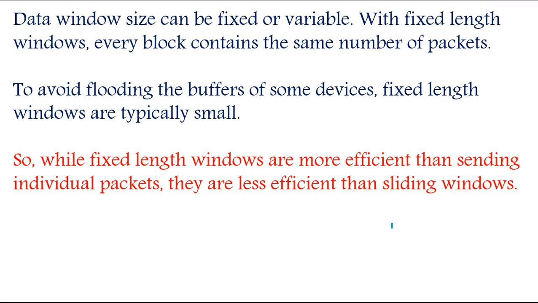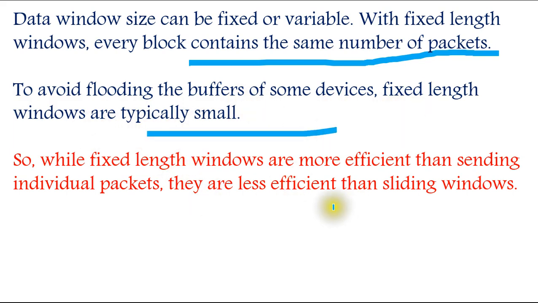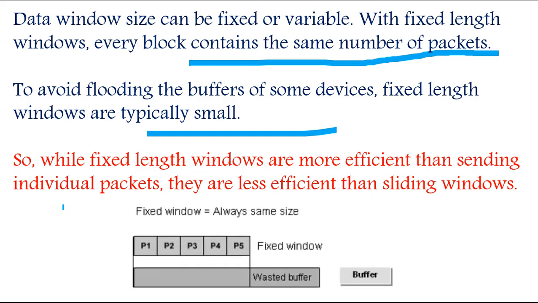Apart from this, data window size can be fixed or variable. With fixed length window, every block contains the same number of packets. And to avoid flooding the buffers of some device, fixed length windows are typically small. So you can read a couple of things here, I'm not going into this one. This is a theoretical part, but you can see one example, fixed window, always the same size.